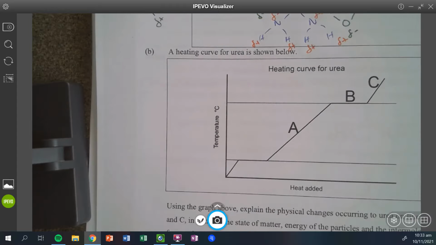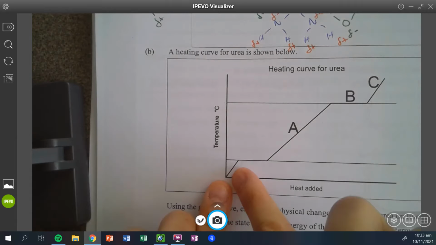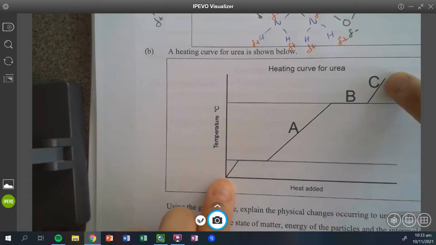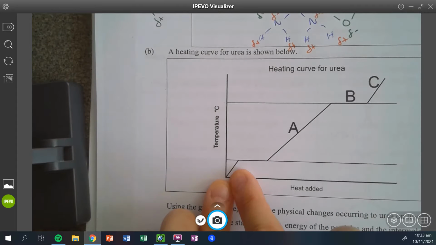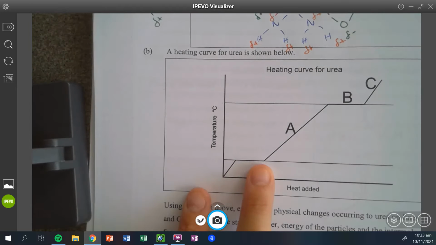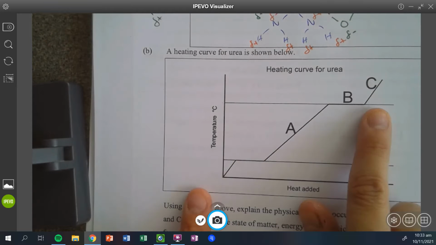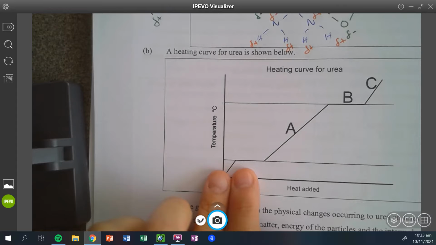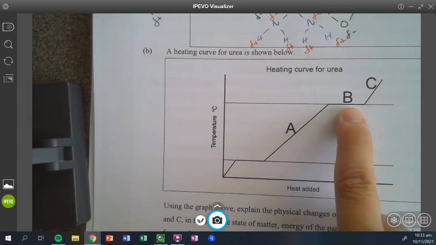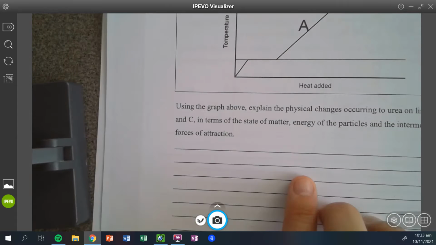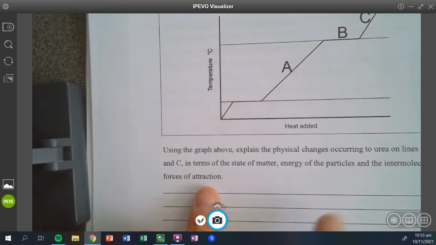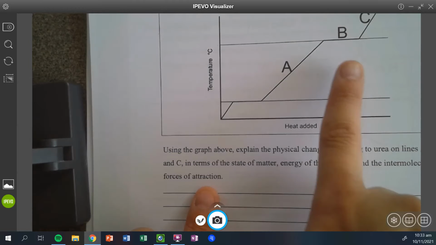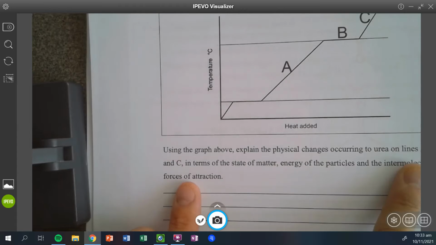This was a throwback to year 9 science. We asked this question on your test. So these points here are your states: solid, liquid, gas, and then the flat lines are representing the melting point and the boiling point. This question was asking about why you have this straight line here, and to explain all the different points of the graph.